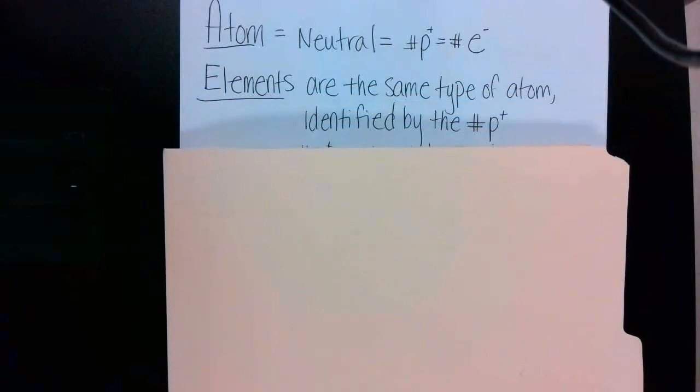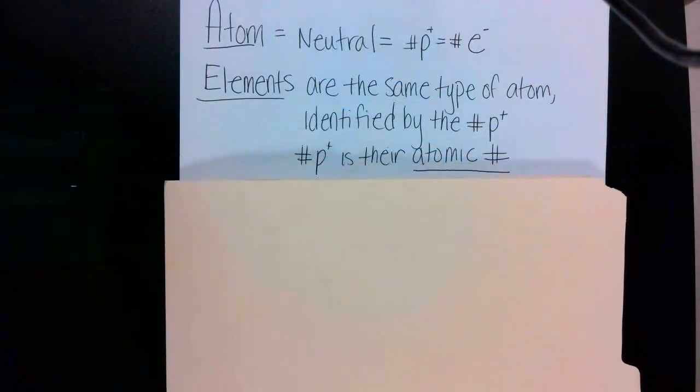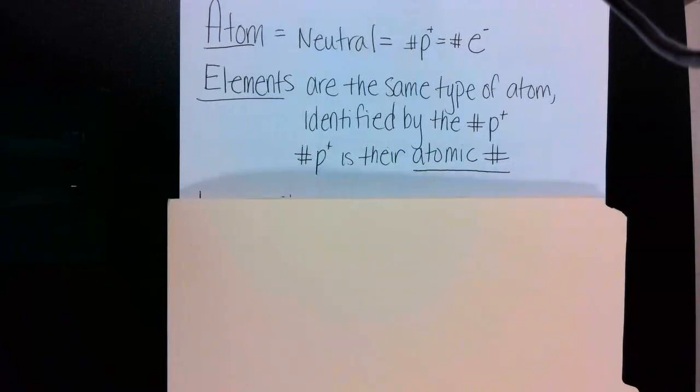Okay. Elements that you can find on the periodic table of elements are all the same type of atom, and they're identified by the number of protons, and we call the number of their protons their atomic number. And we're going to be looking a little bit at the periodic table and how it is arranged and what kind of information you can find about an element and the type of atom that makes it up.